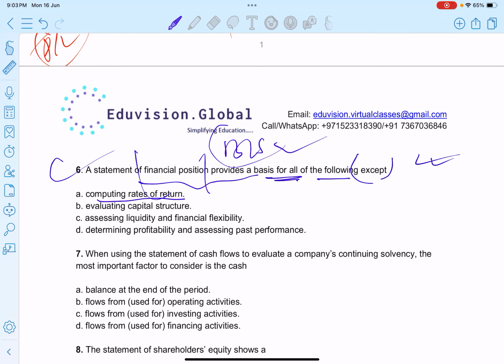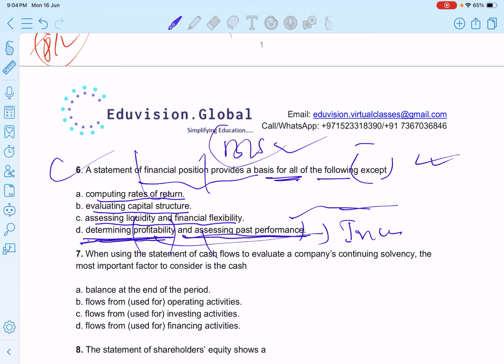The options are: computing the rate of return, evaluating the capital structure, assessing liquidity and financial flexibility, determining profitability, and assessing past year performance. So determining the profitability and assessing past performance, we cannot do from the balance sheet, because profitability simply comes from the income statement, and past year performance also comes from the comparative income statement.